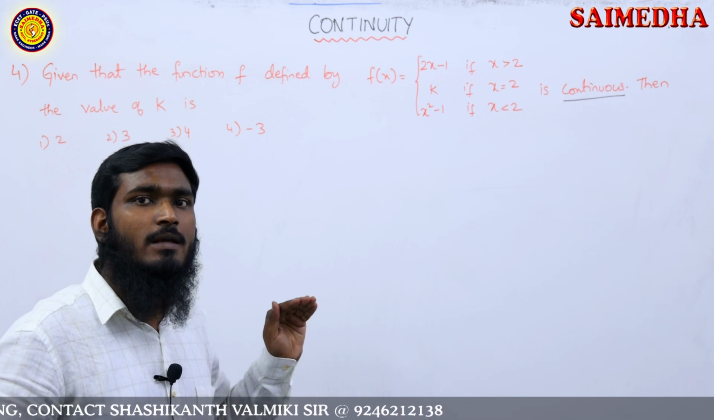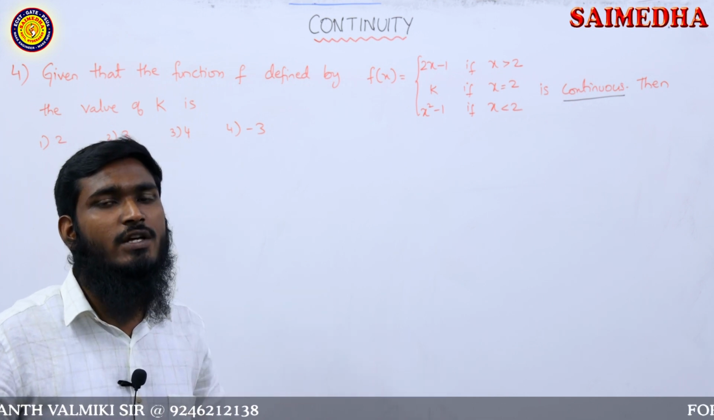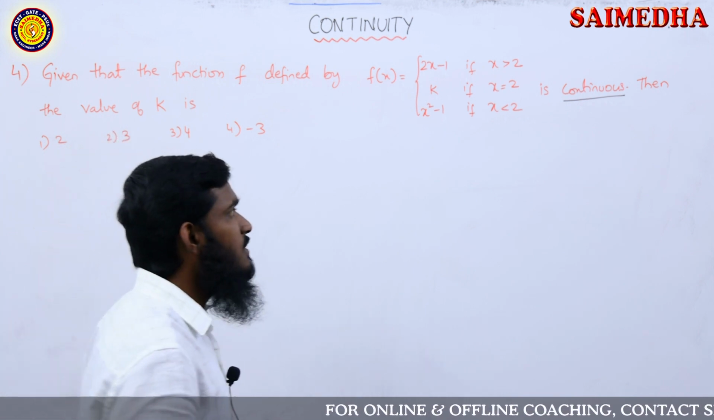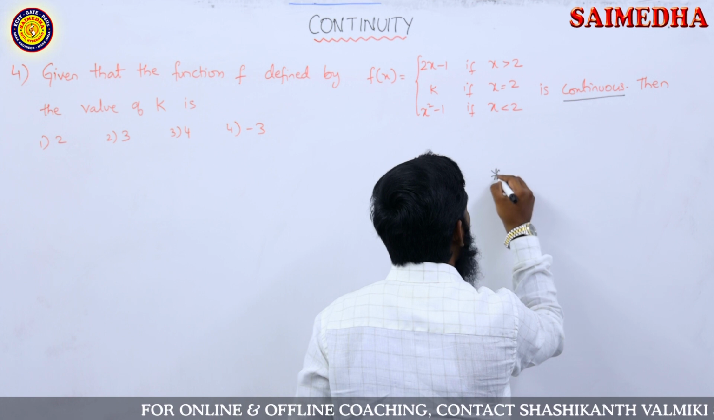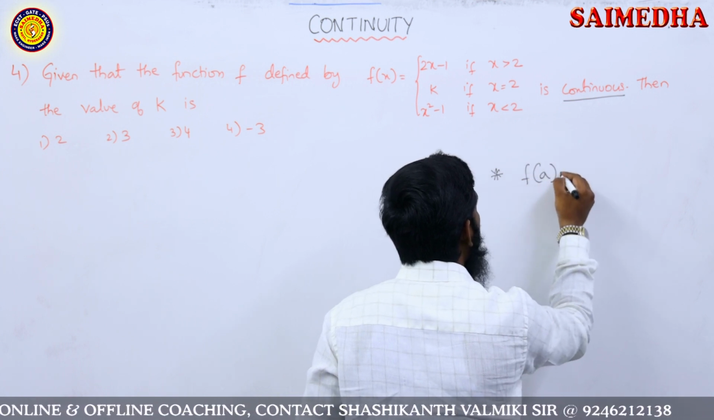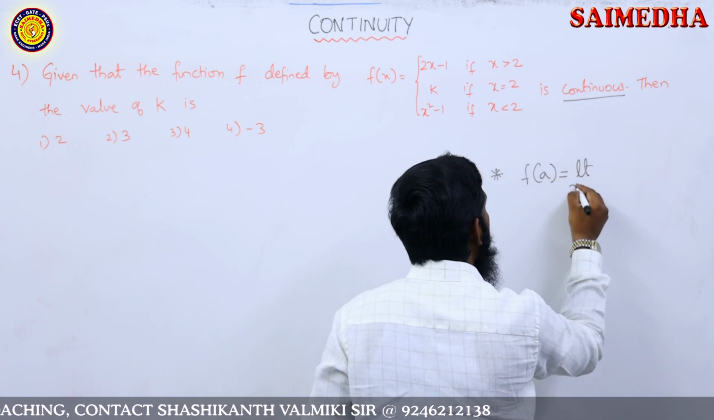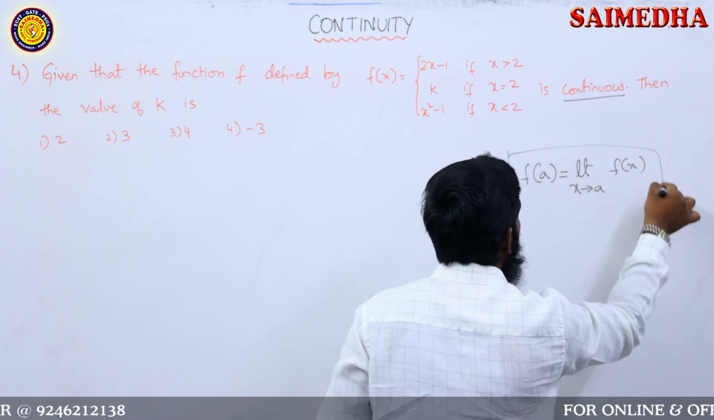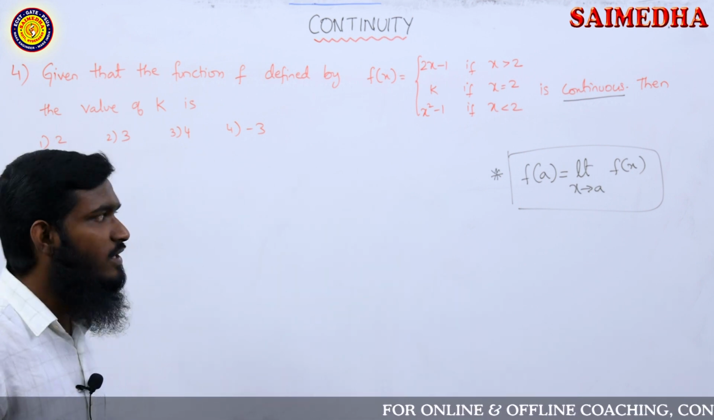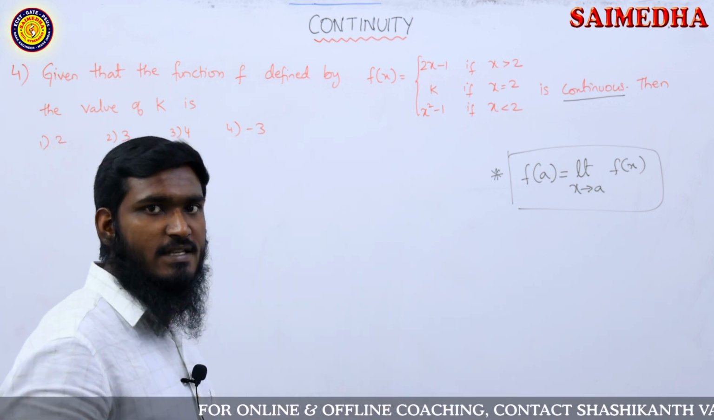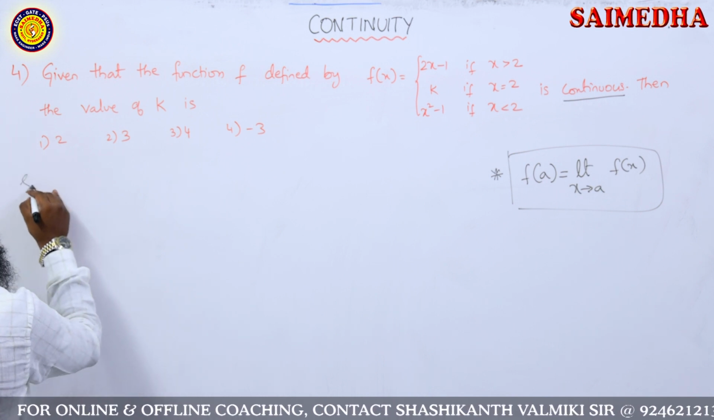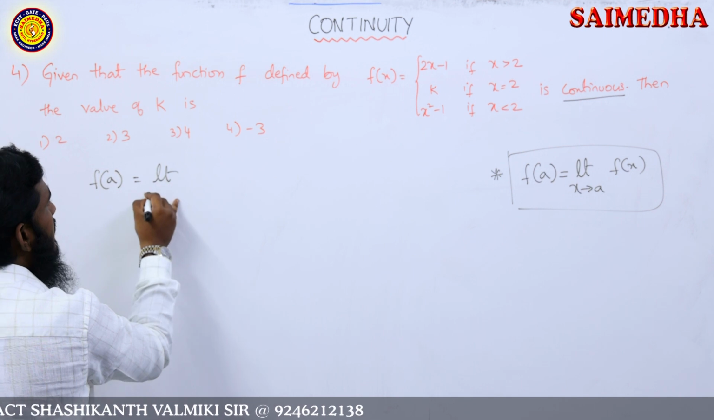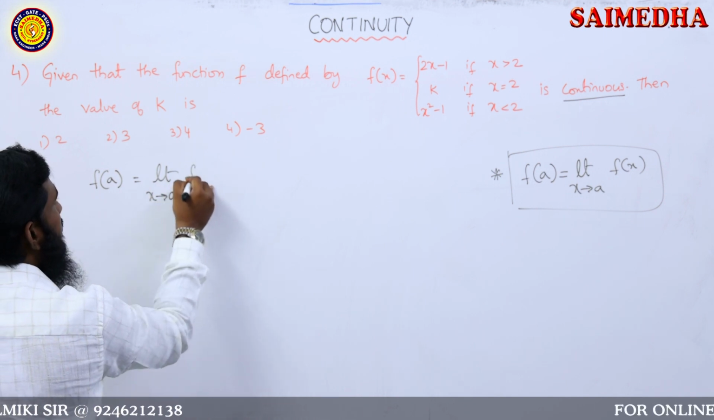So just now in the previous problem we have written the condition for the continuous. If you want to find out the value of the function, what was the condition? The condition was f of a equals limit x tends to a, f of x. This condition we have written. Now let us substitute over here. So f of a equals limit x tends to a, f of x.